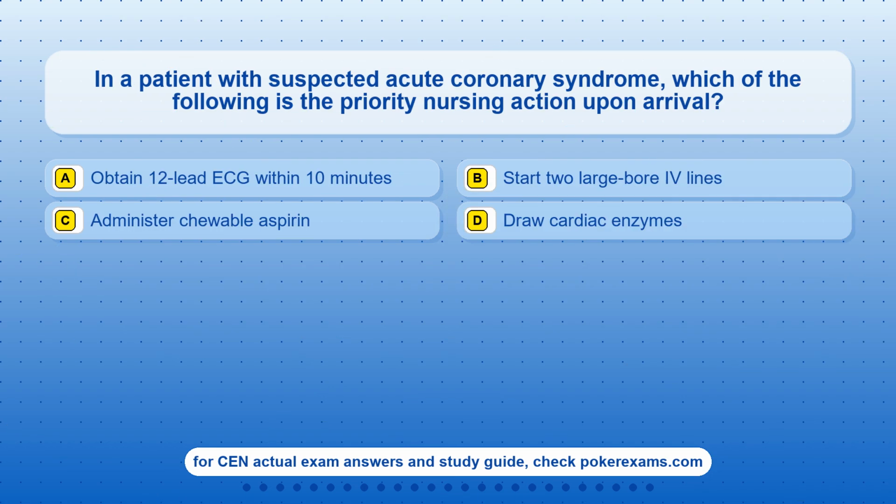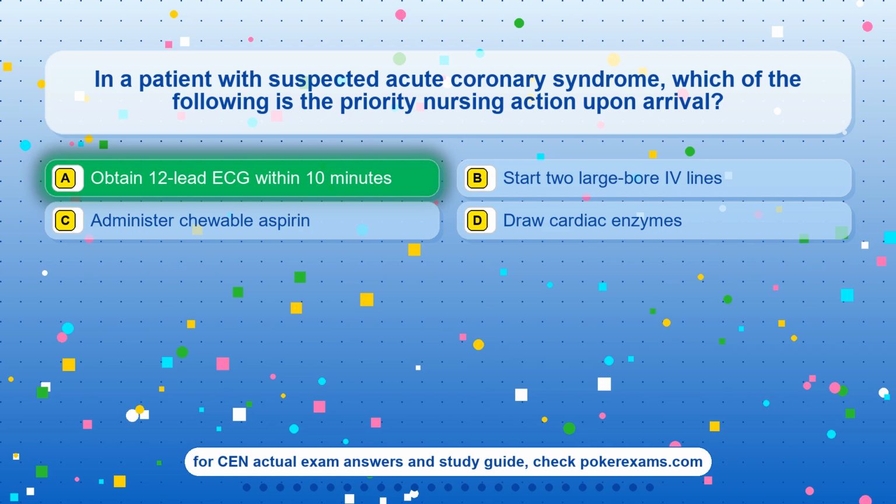Question 17. In a patient with suspected acute coronary syndrome, which of the following is the priority nursing action upon arrival? Option A, obtain 12-lead ECG within 10 minutes. Option B, start 2 large bore IV lines. Option C, administer chewable aspirin. Option D, draw cardiac enzymes.